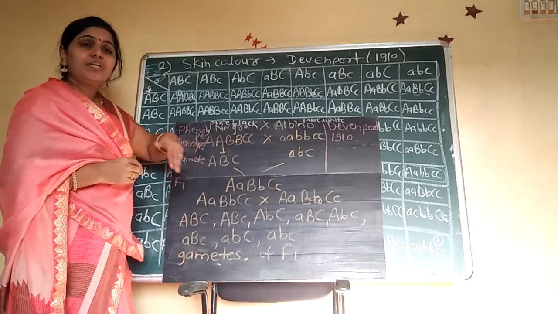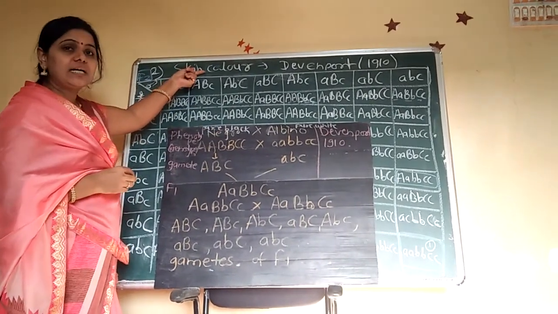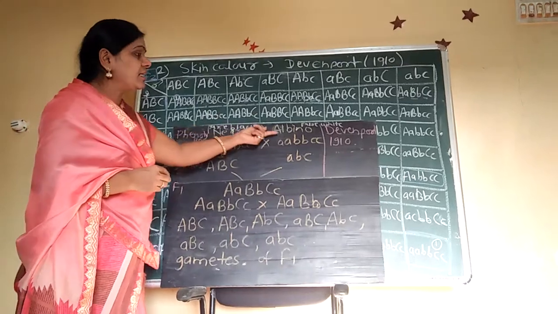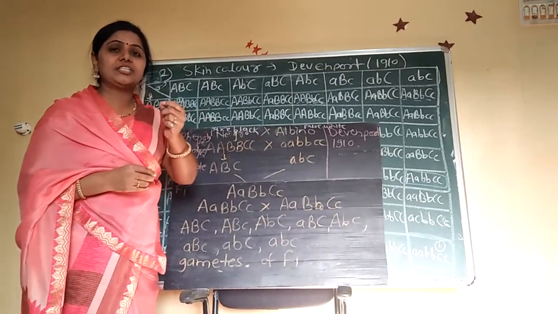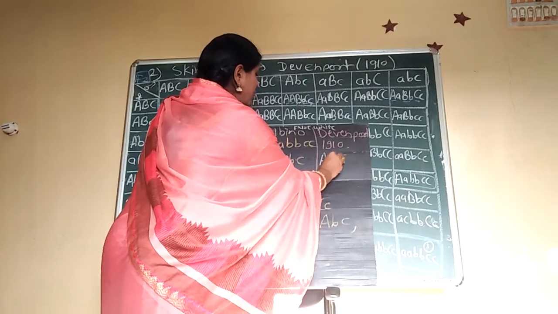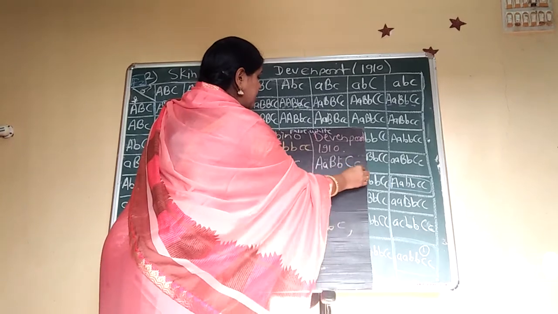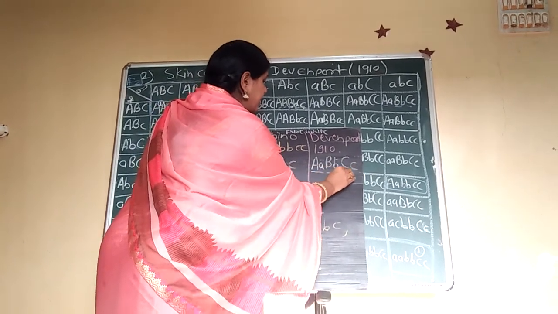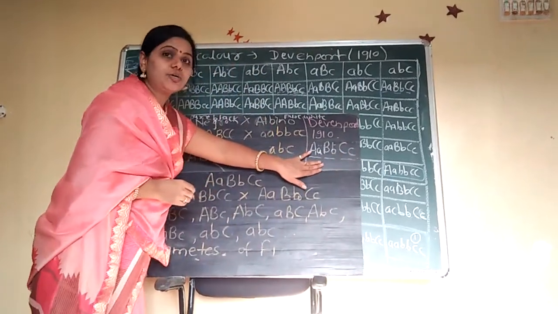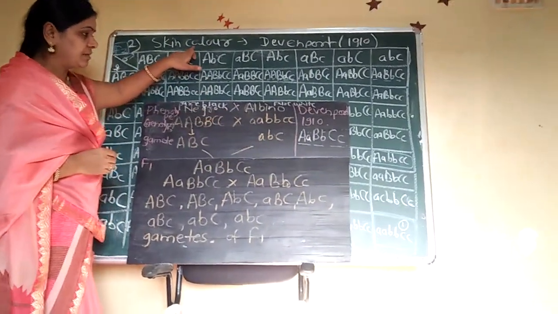Which type of gene controls human skin color in the Negro and the albino? It is three gene pairs: capital A, small a, capital B, small b, capital C, small c. Three pairs of genes regulate the human skin color here.